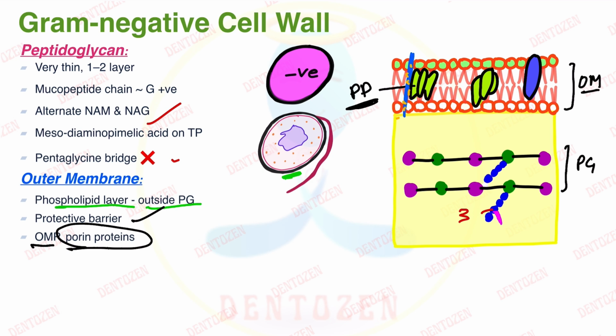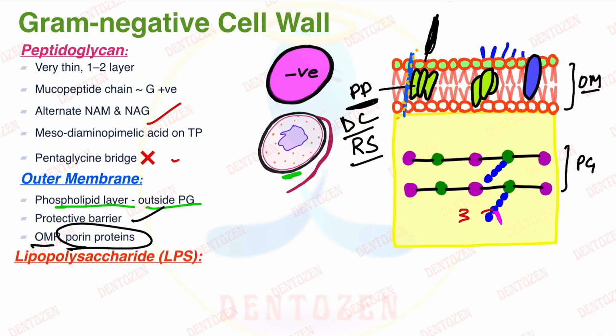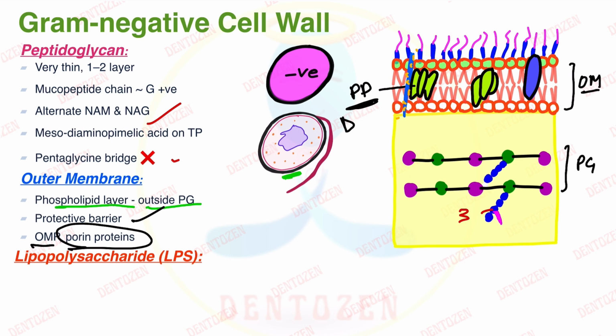Also, they can act as the receptor sites for certain bacteriophages. So they can be the receptor sites, and they can be the diffusion channels. Then another component present in the gram-negative cell wall is lipopolysaccharide. As the word says, it has lipids and polysaccharides. So let's see the structure.